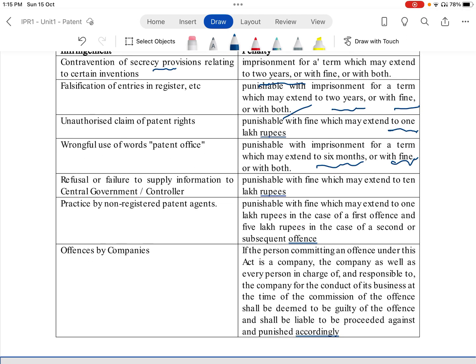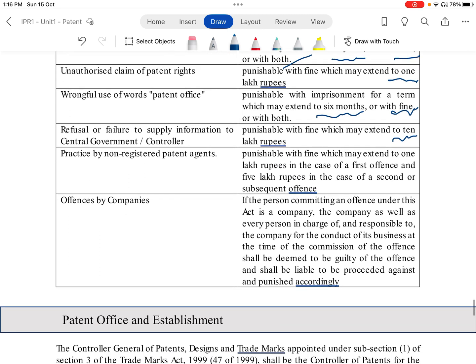Refusal or failure to supply information to the central government. Whenever the central government asks for some information, if the patentee fails to provide that information, then the fine can extend to 10 lakh rupees. Practice by a non-registered patent agent. If any advocate, lawyer, or any other person who is not a registered patent agent is still doing the work, they are punishable with a fine which can extend up to 1 lakh rupees.